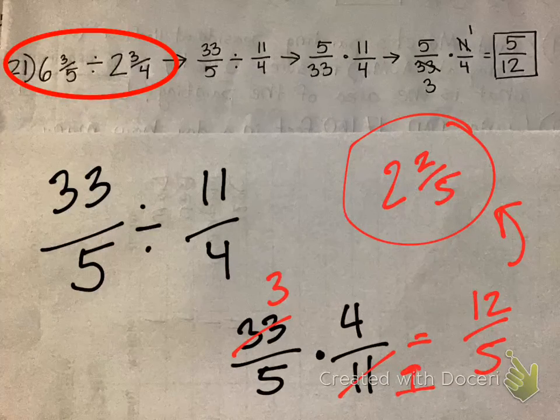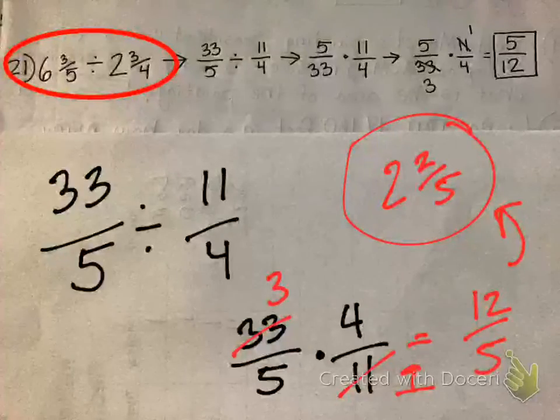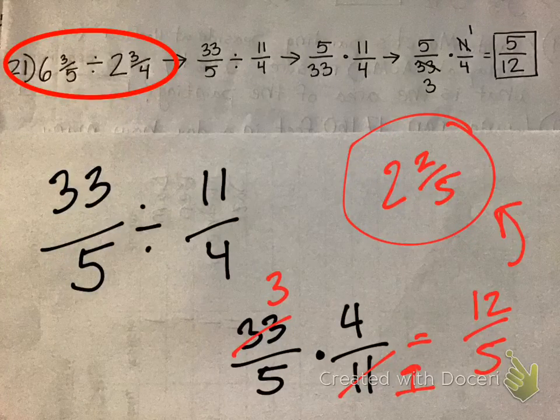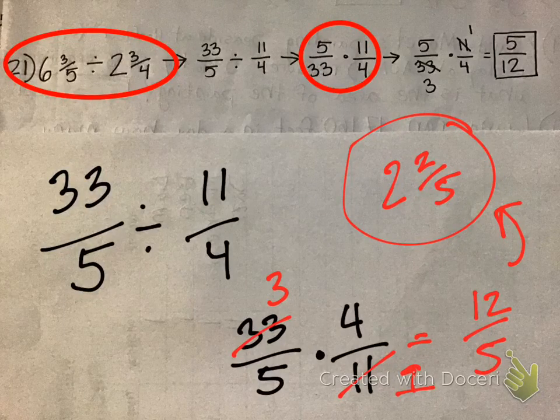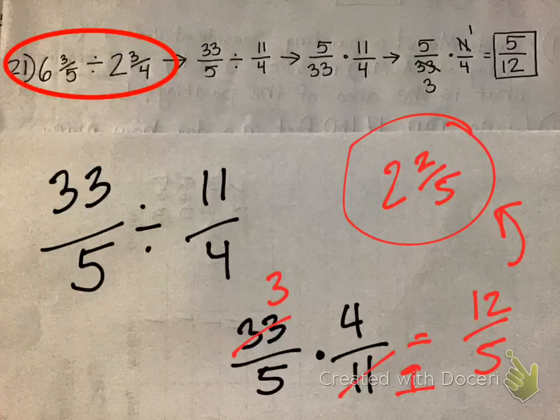What is the problem that I made? What was the mistake that I made, Chris? Exactly. I flipped the wrong fraction. I did flip, change, keep. That's not how it is. It's keep, change, flip. That's why I got it wrong.